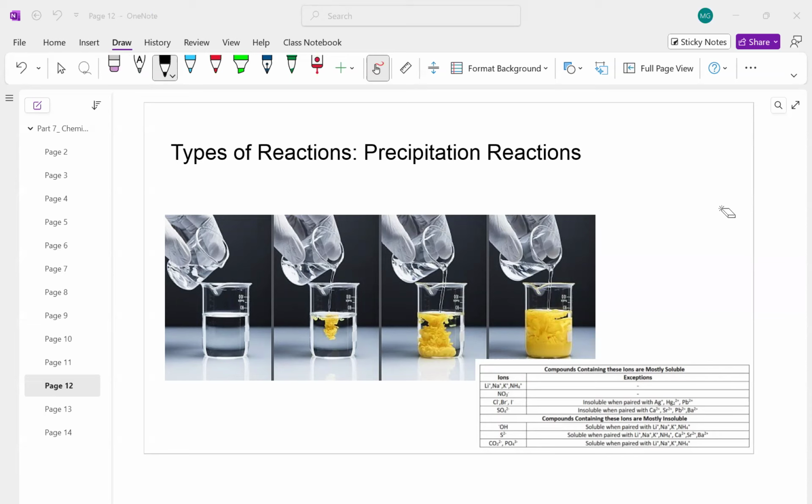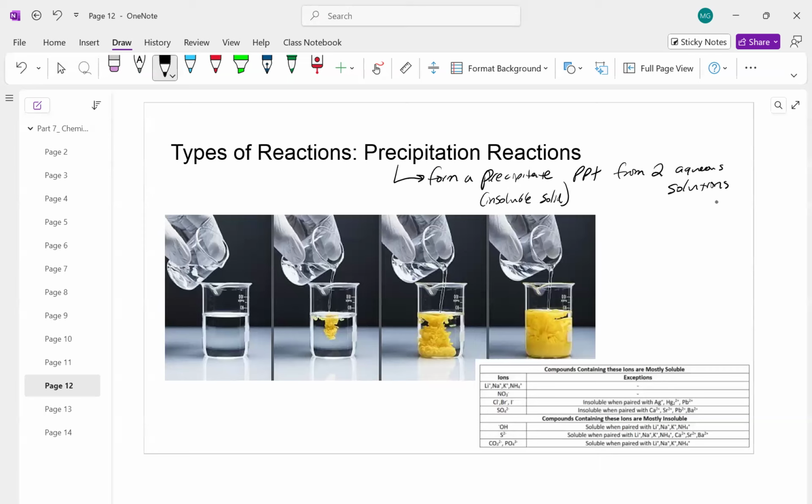And precipitation reactions are these reactions that form a precipitate, which is just a fancy word for an insoluble solid. Sometimes you'll see that word precipitate abbreviated PPT. And this comes about from the reacting of two aqueous solutions.